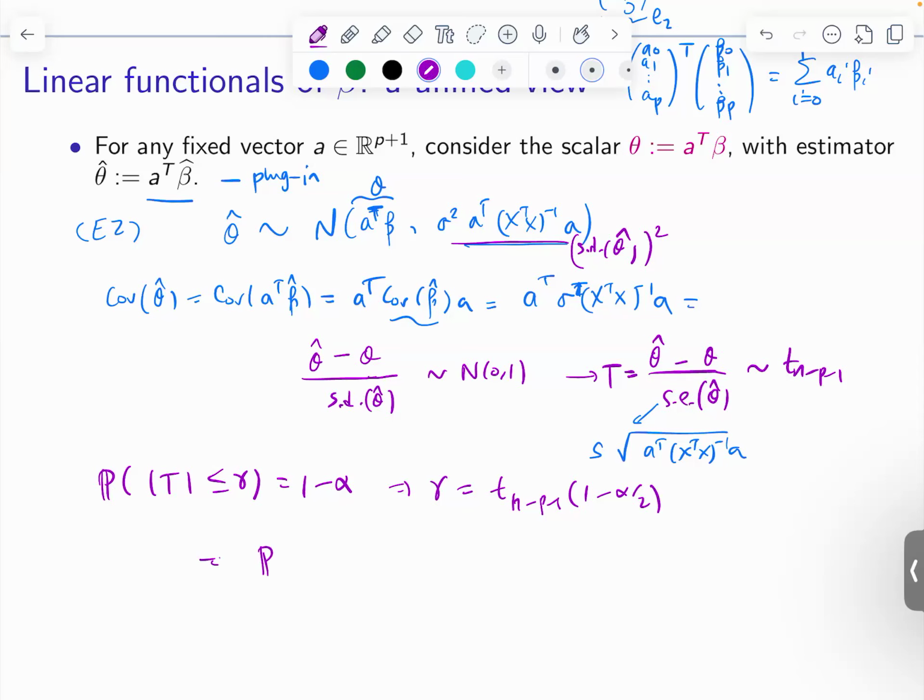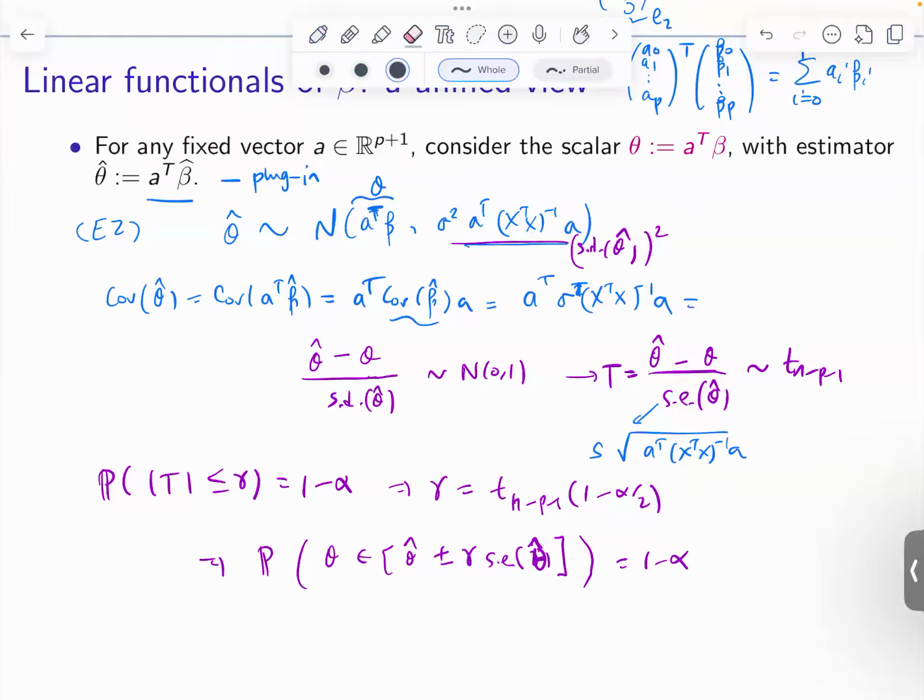You get that the probability that theta belongs to theta hat plus minus gamma times the standard error of theta hat is just 1 minus alpha. Okay, so that would be our confidence interval. Nothing really significant changes here except that our estimate is now the plug-in estimate of that quantity, and the standard error is just like that. The form of the interval is similar. The gamma is exactly the same.